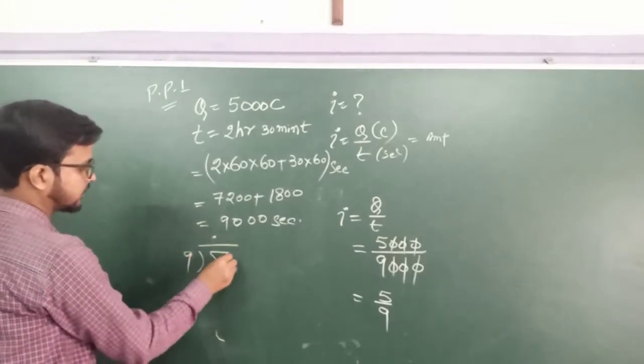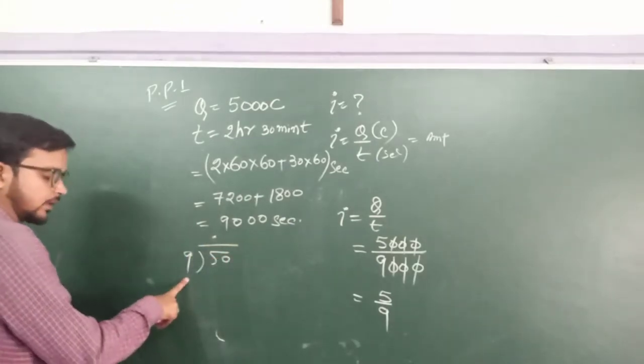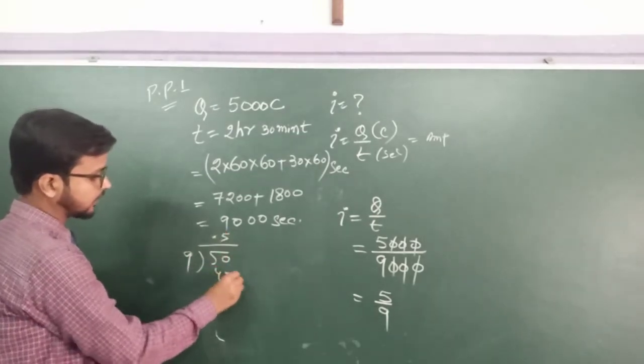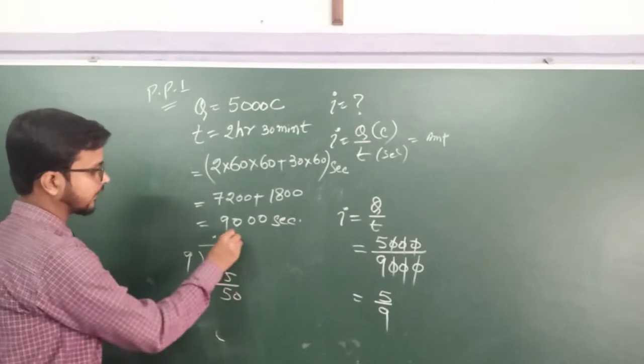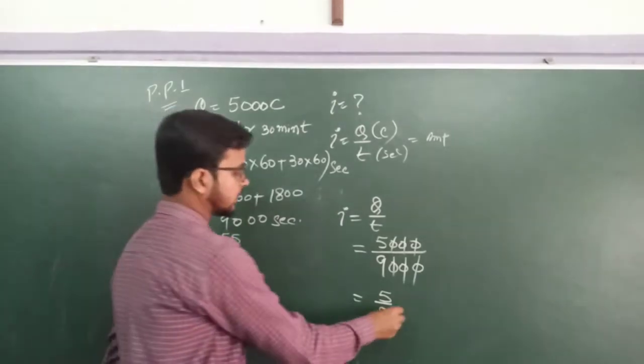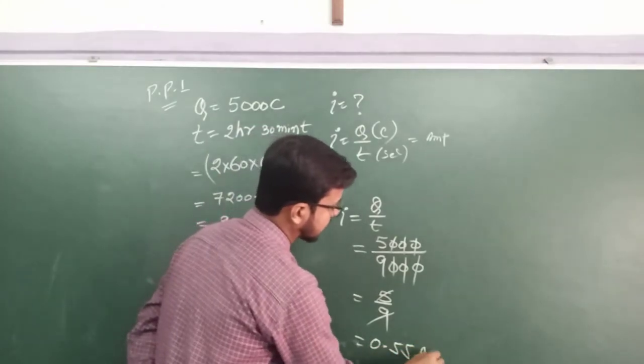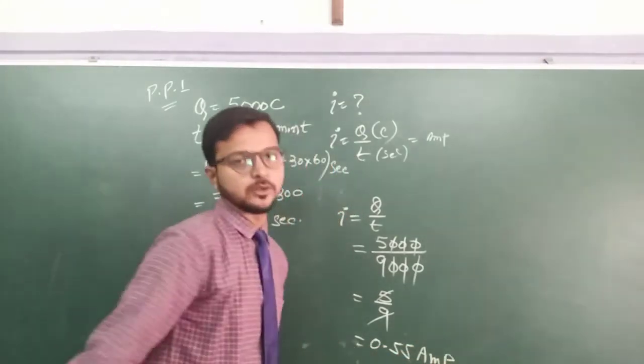Now take the decimal and 0. 9 5s are 45. 9 5s are 45. Then also 5.0. 9 5s are 45. That means after this division, it will give 0.55 ampere. This is your answer.